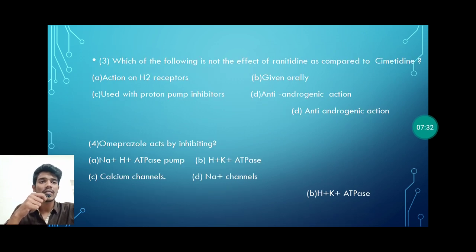Third, which of the following is not an effect of ranitidine as compared to cimetidine? Option A, action on H2 receptor, B, given orally, C, used with proton pump inhibitors, D, anti-androgenic action. The answer is anti-androgenic action because ranitidine does not have the adverse effects which cimetidine has. Now, fourth question, omeprazole acts by inhibiting A, Na plus H plus ATPase pump, B, H plus K plus ATPase pump, C, calcium channels, D, sodium channels. The correct answer is H plus K plus ATPase, that is the proton pump.